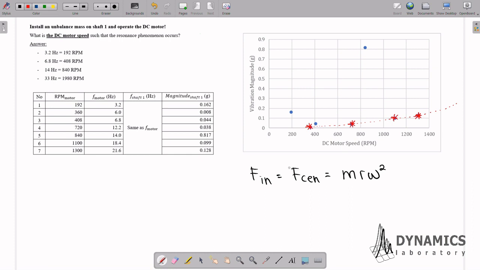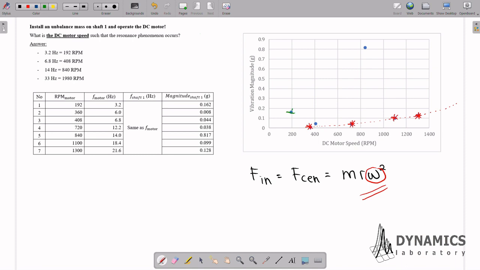Why? Because the centrifugal force will be bigger and bigger if omega, the DC motor speed, increases. Remember, we install the unbalanced mass on our system and we rotate it. Therefore, it will produce centrifugal force according to this formula. In conclusion, our system follows the linear system characteristic, which means if the input force is bigger and bigger, then the vibration response, or system output, will also be bigger and bigger.